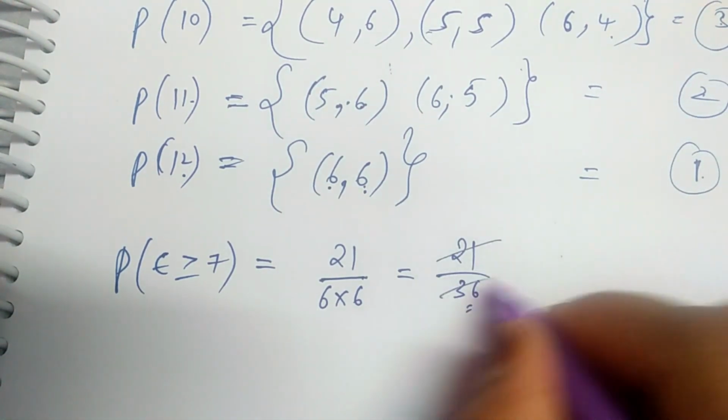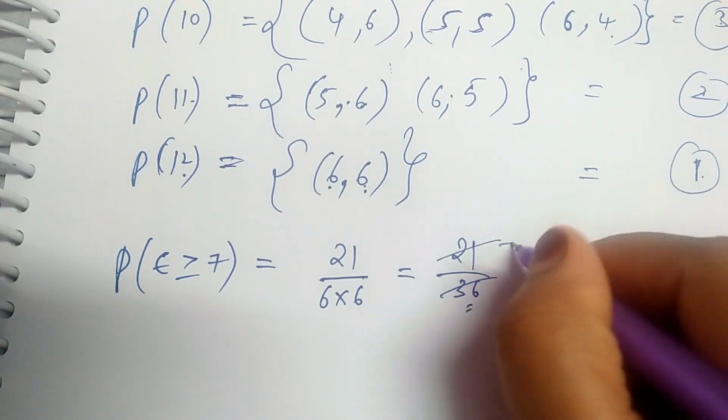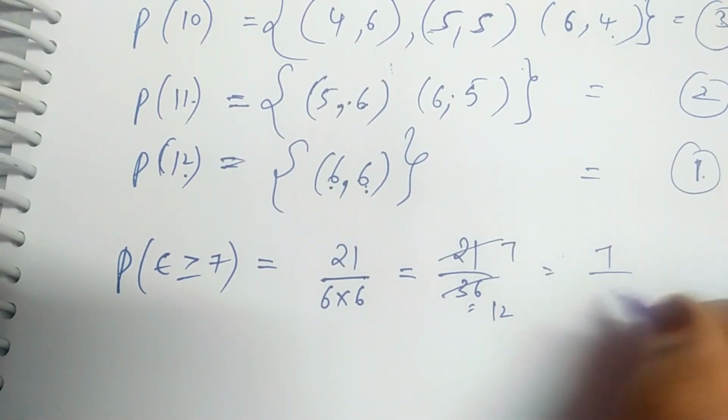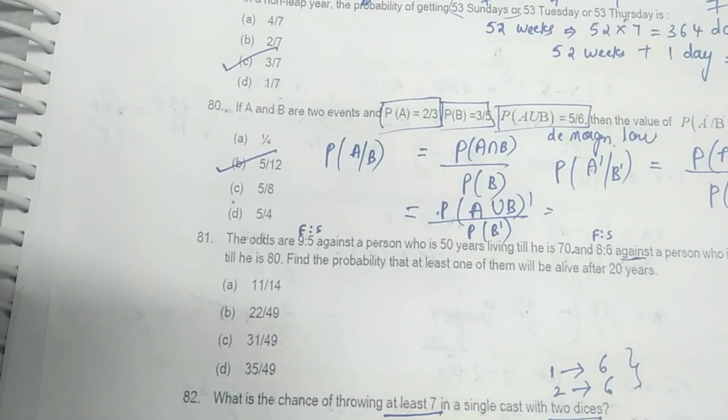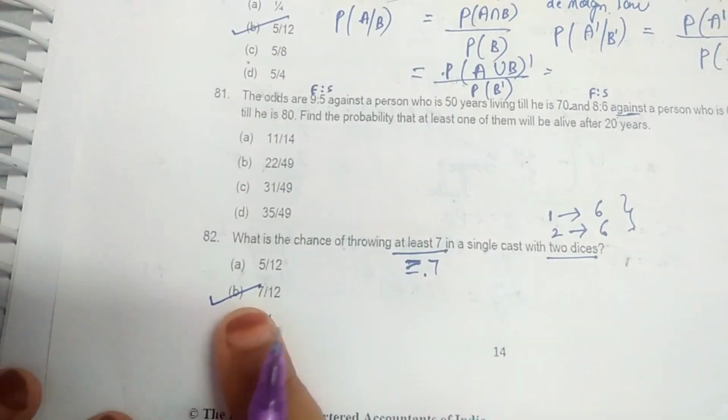Let's see in which table it goes. It goes in 3 table, right? 3 sevens are 21 and 3 12s are 36. So answer is 7 by 12. We do have this option. Yeah, 7 by 12.